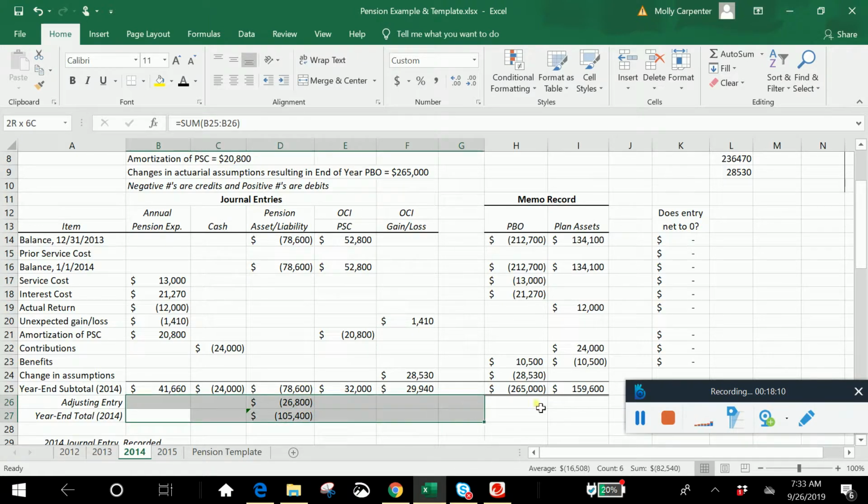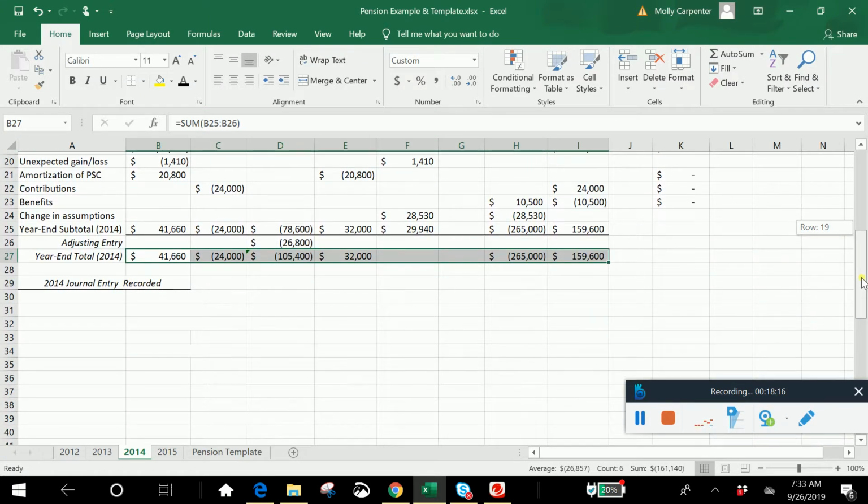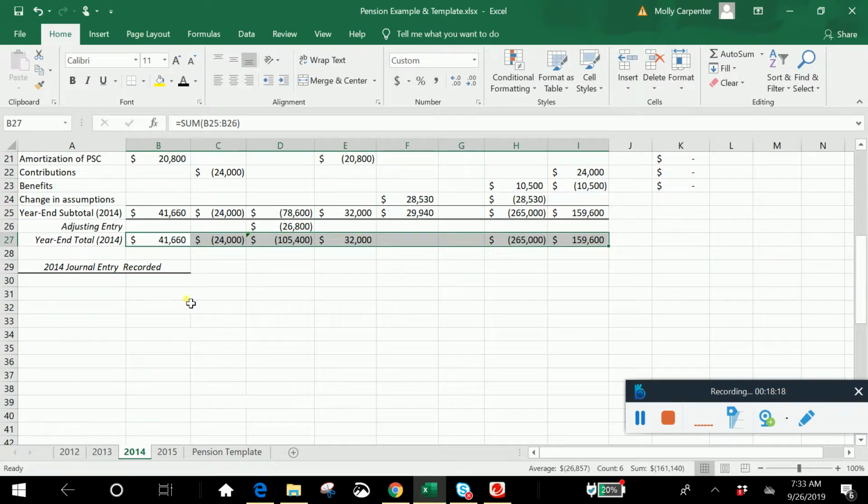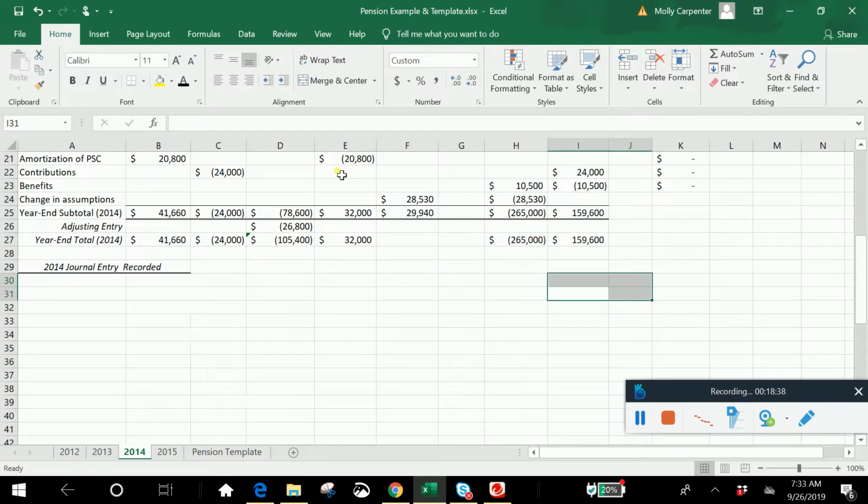I'm going to bring in all of our other totals, and this again is going to help us determine our adjusting journal entry. So we're going to have a debit to pension expense of $41,660. We are going to have a credit to cash of $24,000. We are going to have a credit to the pension liability of $26,800. We are going to have a credit to OCI PSC of $20,800.